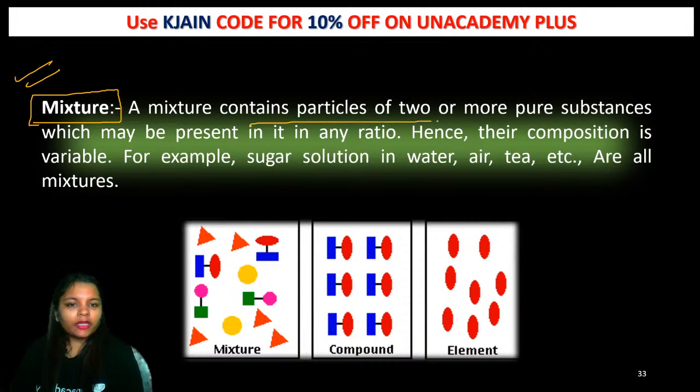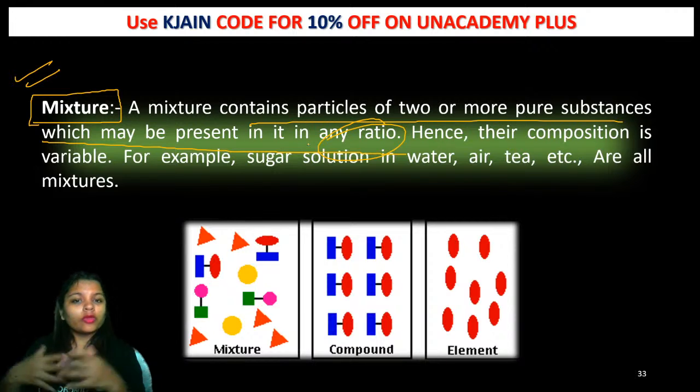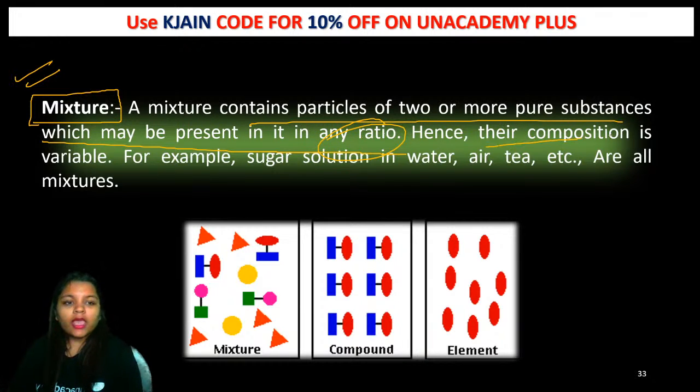A mixture contains particles of two or more pure substances which may be present in any ratio. You can take 4 gram, 6 gram, 5 gram; you can take any ratio. Hence their composition is variable. For example, sugar solution in water, air, tea, etc.